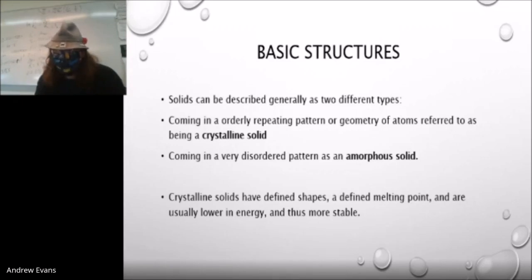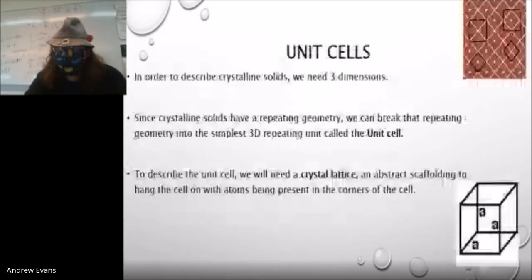But crystalline solids have a definite shape. They have a defined melting point. They're usually at lower energy and usually more stable because of the order here. So that's why we're typically going to deal with them. If we have an amorphous solid, it's kind of hard to define all these things, so it's not really worth talking about for the few exceptions.